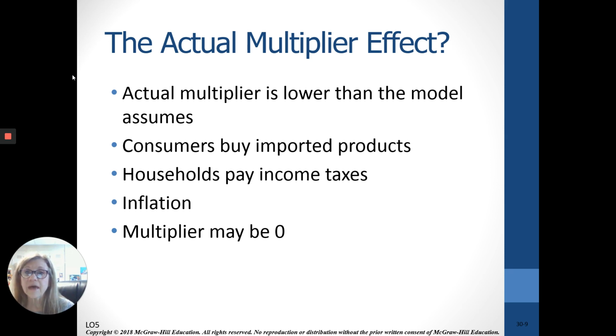So that is all you need to know out of this chapter: multiplier, marginal propensity to consume, marginal propensity to save.